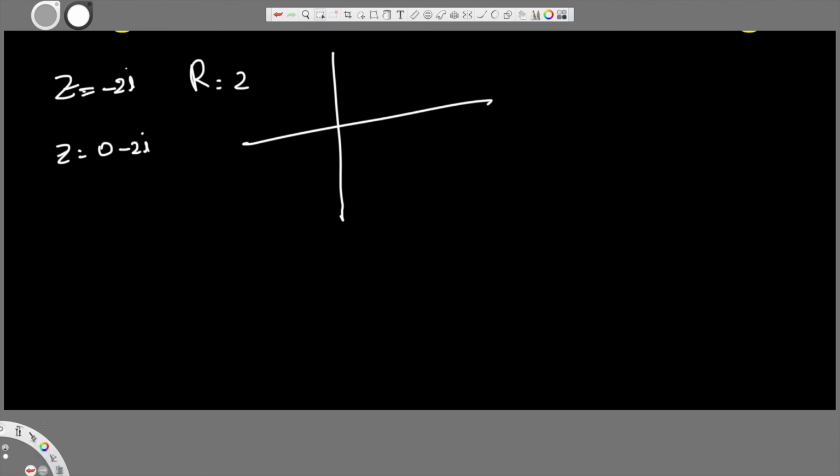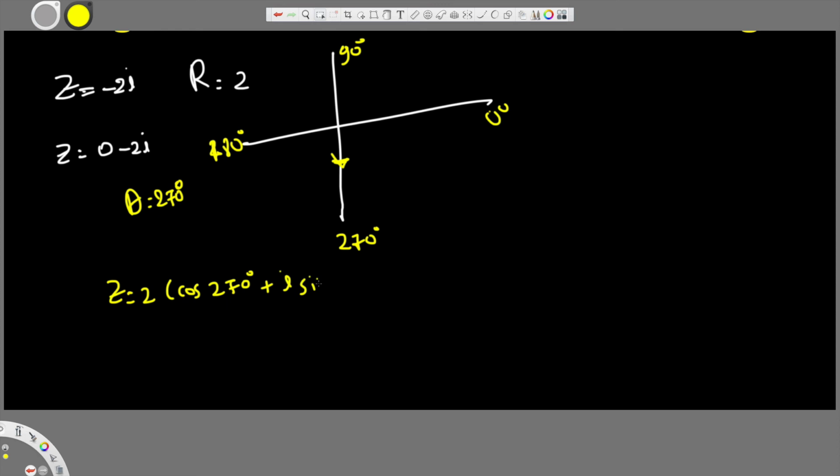Like negative 2, 0 in the x-axis, so it means nothing in the x-axis, and negative 2 in the imaginary number, so it's in the negative y-axis somewhere here. So this is 0 degree, this is 90 degree, this one is 180 degree, and this one is 270 degree. So the answer is theta is 270 degree. So don't even try that formula if you see one number. The final answer for this one is z is equal to r, that is 2, and then cosine theta, 270 degree, plus i sine theta, sine 270 degree, and that's our final answer for this one.